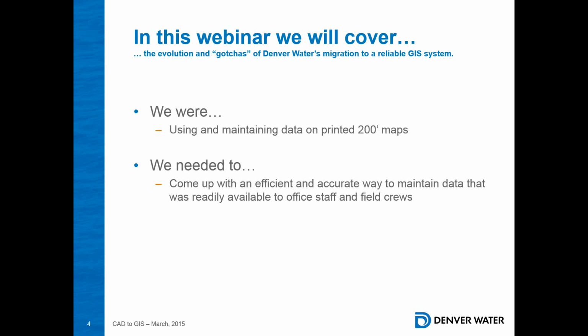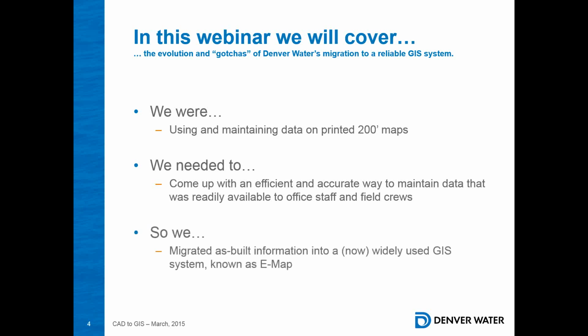This is also getting the field crews everything that they needed to be able to dump information into GIS, give it to the engineering departments and CAD departments, and have all of that go backwards to them as well. We kind of envision this as a giant cycle. Everybody needs the data. It's all there, but how do we all use it and make it reliable for everybody else? So we migrated all of our as-built information into what is now a widely used system. We know it as EMAP at Denver Water.